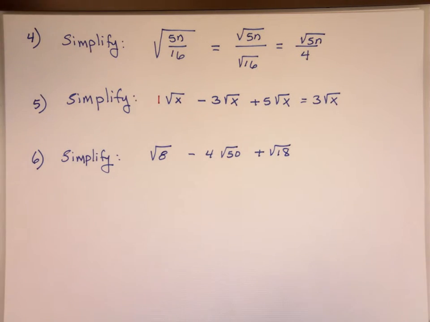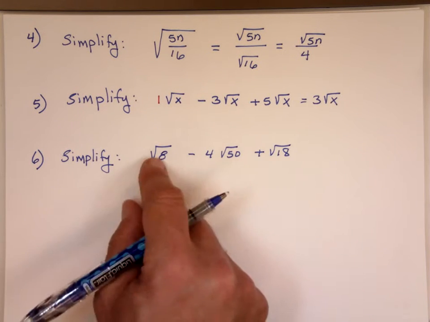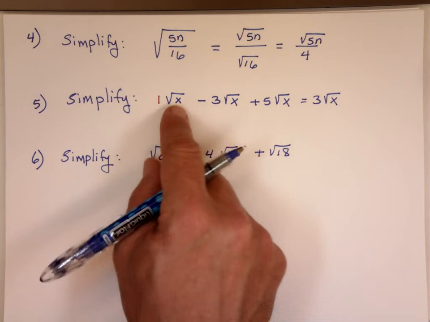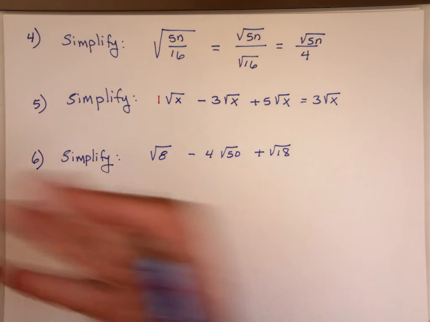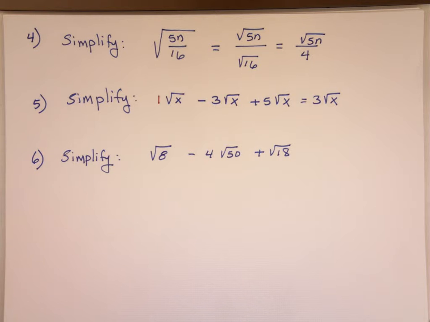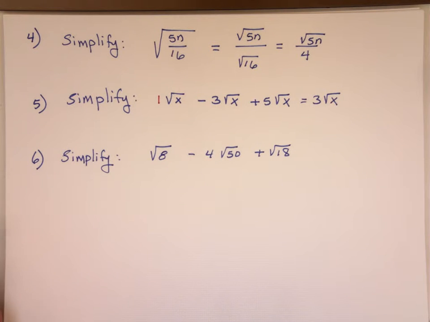Now you can't add square roots if they're not like terms. Like these guys are the same type. 18, 50, and 8 are not the same thing, so I can't combine them together. But if I do simplify each one of them, maybe I might make them the same, like radicals.